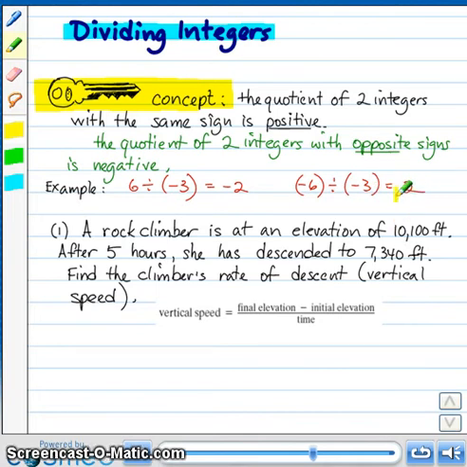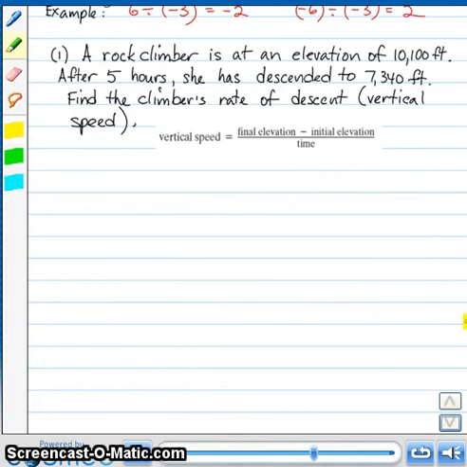Well, let's see if we can apply that process in a word problem and work this out. A rock climber is at an elevation of 10,100 feet. After 5 hours of climbing, she has descended to 7,340 feet. So remember, in this case, she is actually coming down the mountain. Find the climber's rate of descent. That's her vertical speed.